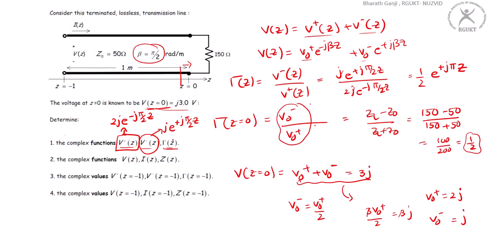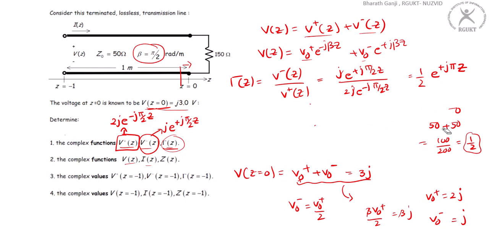So I have the values from the first one. The next question asks for the complex functions v of z and I of z. So I have the expression for v of z here. What is v of z? v of z is v plus of z plus v minus of z. We already have the expressions for those things.